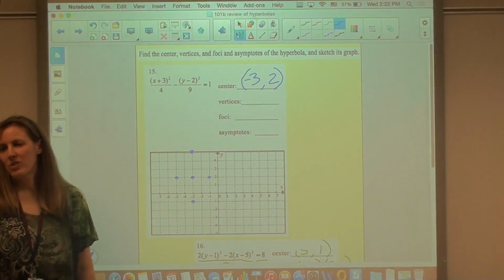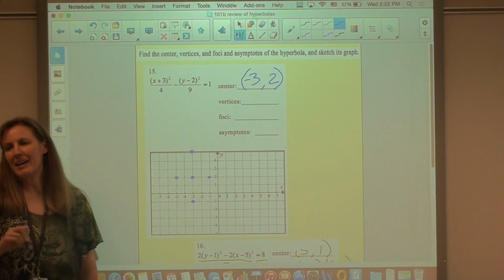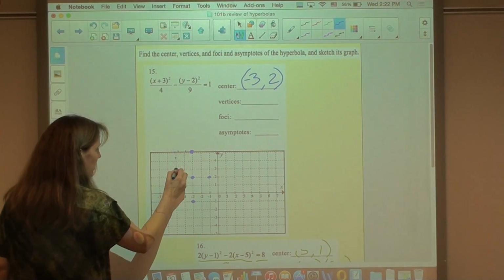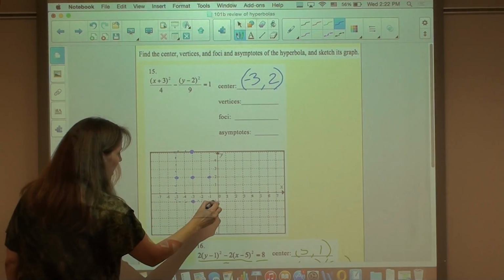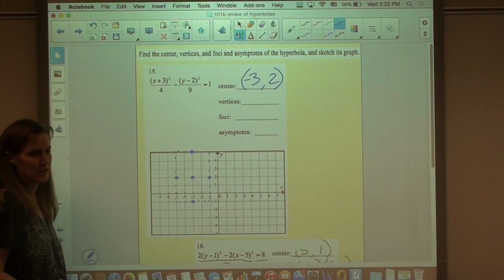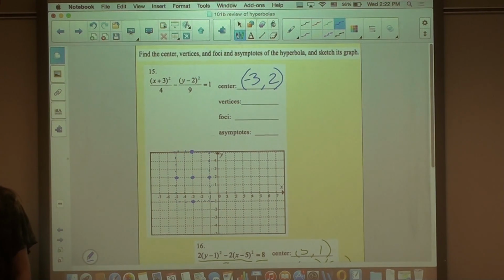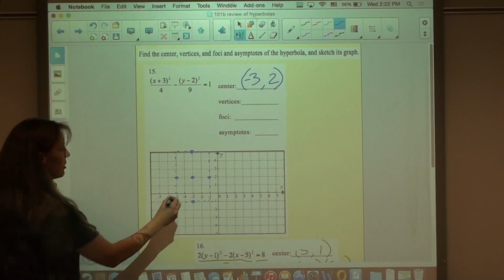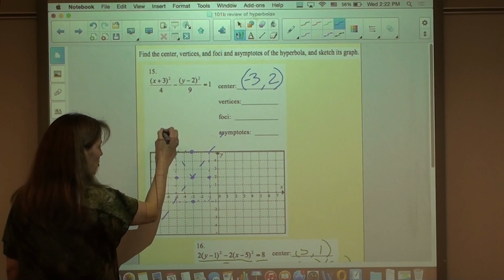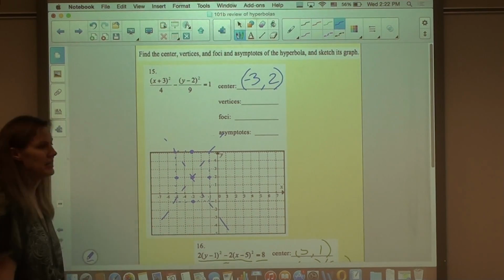From there, the way that I do it is I make a little box. You don't have to draw the box, but I do. That's just an old habit. I draw a little box that goes through my vertices and my co-vertices. Why do I draw the little box? Because the asymptotes are drawn by connecting the corners of the little box. So there's my asymptotes.